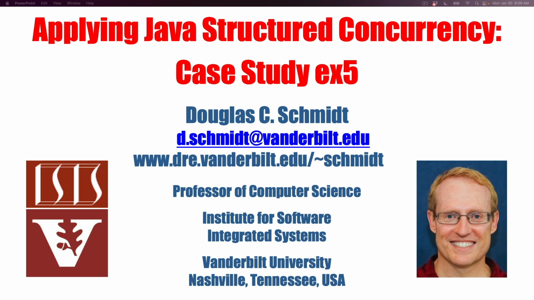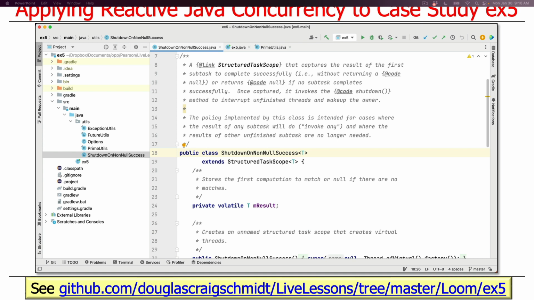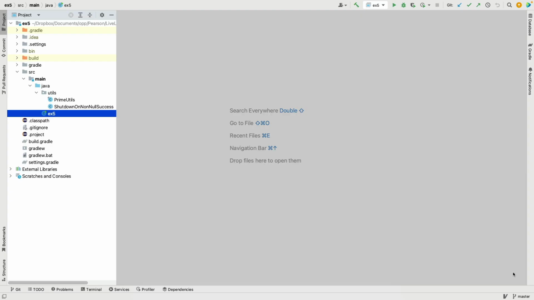So now that we've talked about how to implement a custom structured task scope, let's take a look at a case study that will demonstrate in more detail how to implement a custom structured task scope and also how to apply it. And this particular example can be found in the ex5 project in the Loom folder in my live lessons GitHub repository.